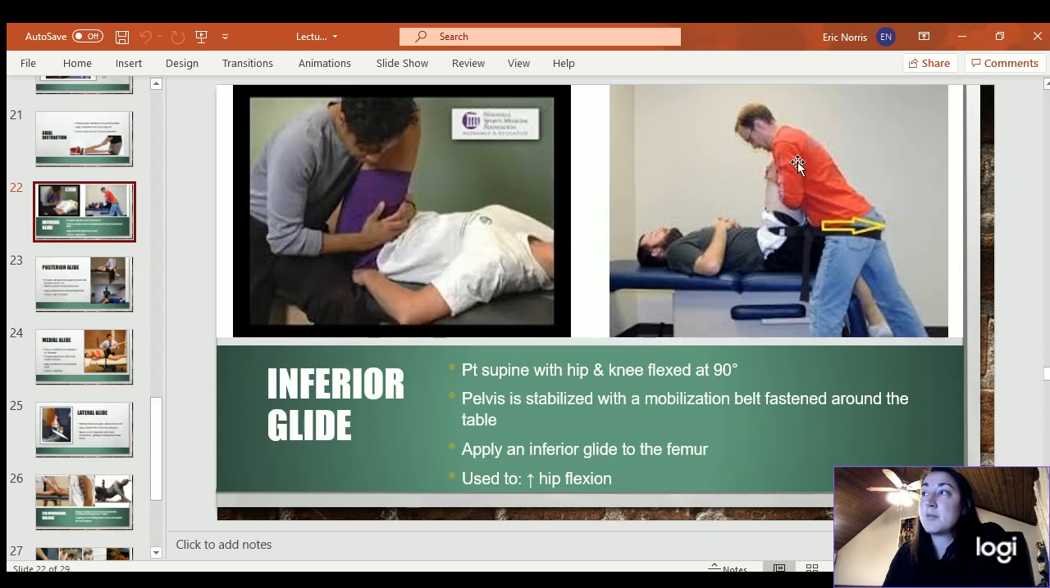And what this therapist is doing is using a mobilization belt to attach very close to the joint, same area that this man has his hands, and doing the inferior glide that way. So especially with a patient with a really heavy leg, you may end up having to use a belt or something just to get your mechanics right. But you could also try with just your hands, based on what you're comfortable doing and what meets the patient's needs. And this inferior glide is used to increase hip flexion range of motion.